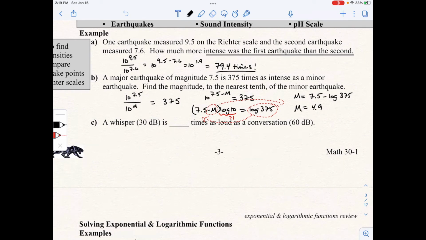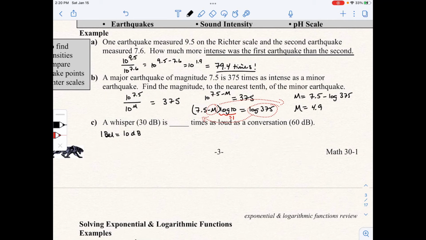Okay, so for this third question, it says a whisper of 30 decibels is how many times as loud as a conversation of 60 decibels? So the trick with the decibels is that one bell is equal to 10 decibels. Because we have probably better equipment, we can pick up sound and break it up into smaller units called decibels. But when we do the comparison, we need to convert to bells.